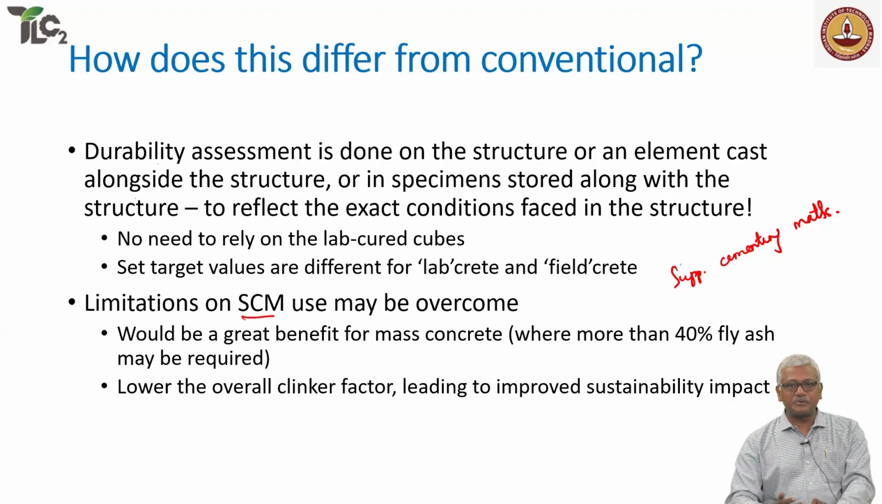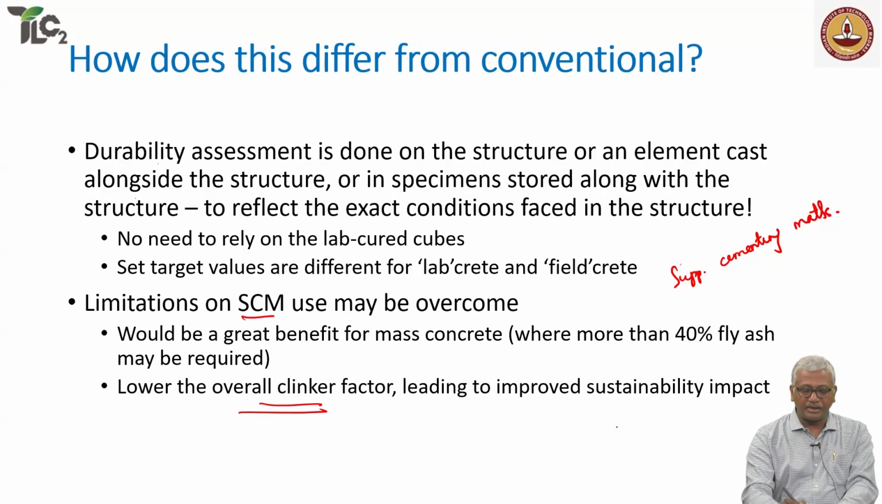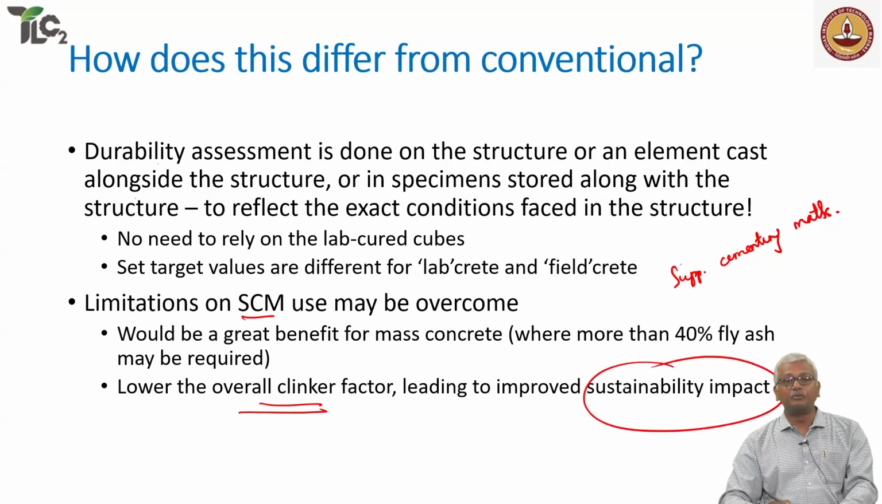And all of this is absolutely important because we want to lower the overall clinker factor and get improved sustainability impact. Because ultimately, it's not enough to just say that I've made my concrete stand for 50 years. It's important also to say that I can make my concrete stand for 50 years and yet produce lower carbon dioxide emission as compared to concrete that stands for 20 years, right? And that can only be done if I have good control on the material combinations that I can use for the concrete structure.